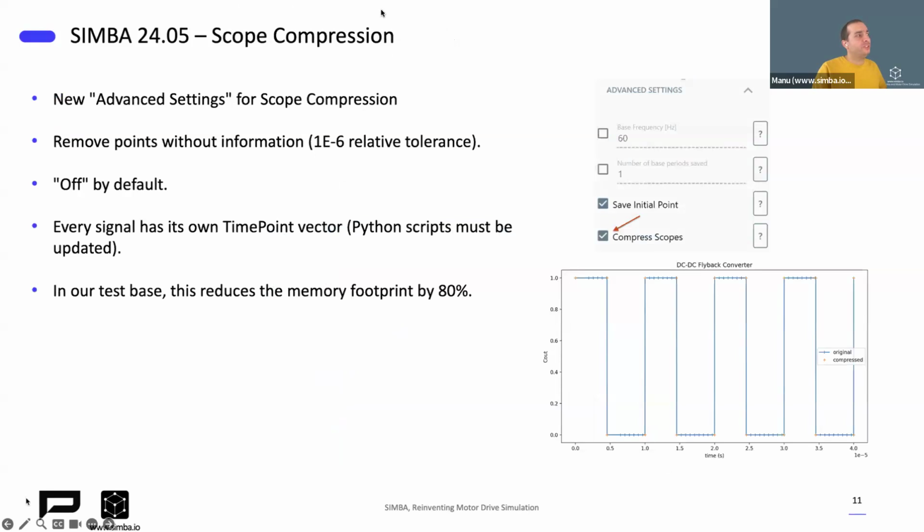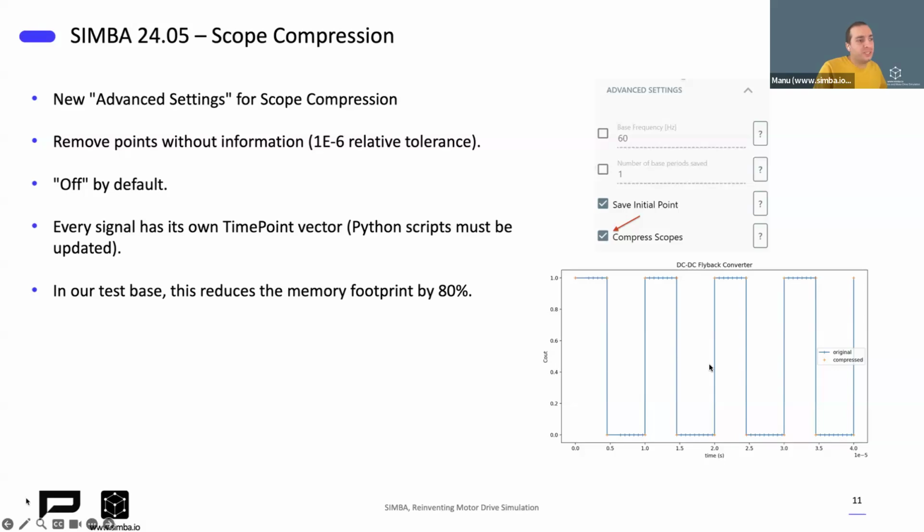We have added a new feature for scope compression. Basically, that reduces the memory footprint of Simba. That was an issue that we had in previous versions, where if you run a very heavy model for a very long time, you can have literally gigabytes of scope data. With this scope compression, we can reduce it by 80% on average. That makes the simulation faster and reduces the risk of the simulation crashing.